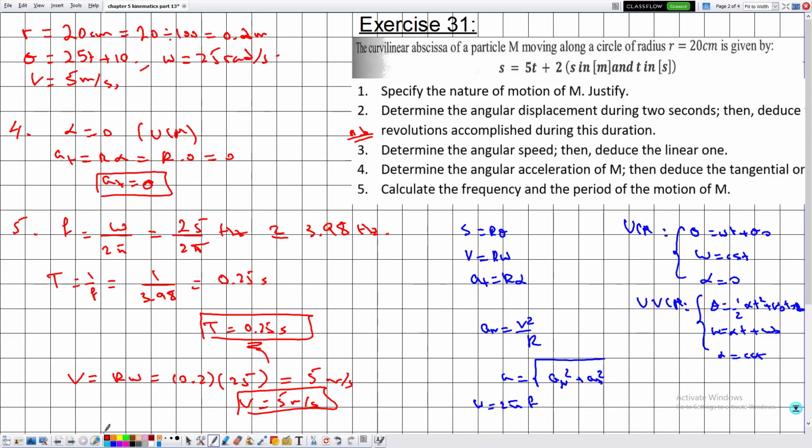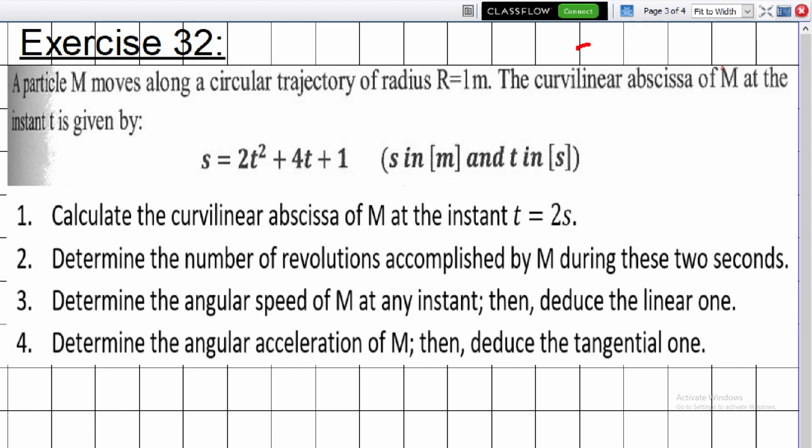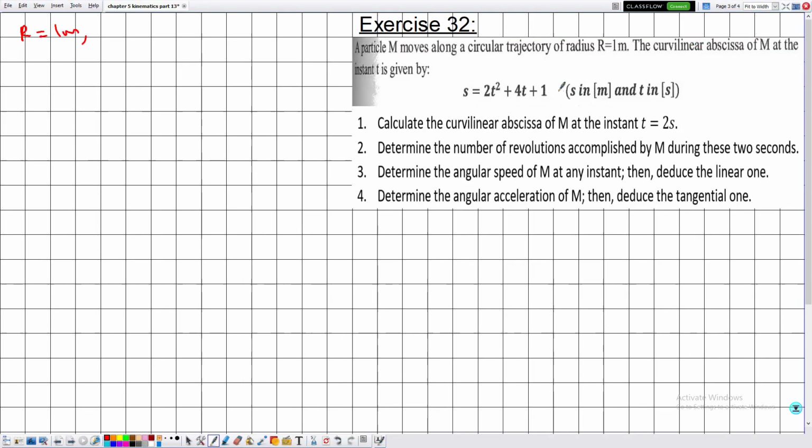So that's it for exercise number 31. As for exercise 32, a particle A moves along a circular trajectory of radius r equal to 1 meter. The curvilinear abscissa, which represents S, is given by this.